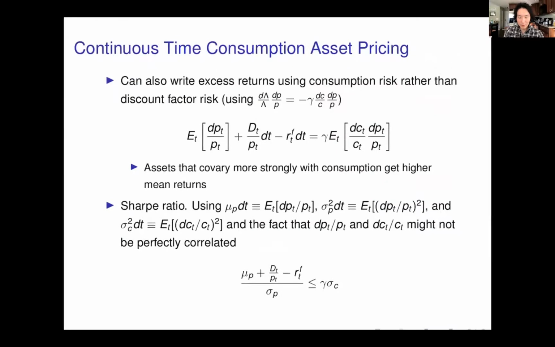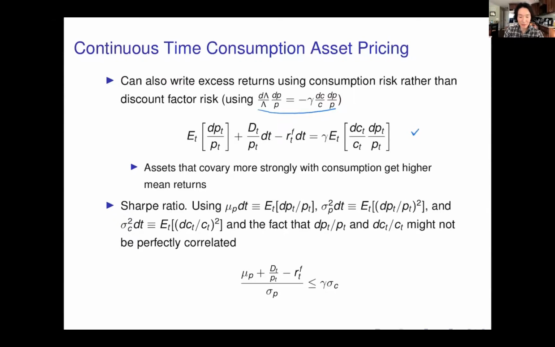Using the definition of the risk-free rate and the consumption-based stochastic discount factor, you can rewrite the continuous time asset pricing equation in the following way. Basically, you're using this property, plugging it into one of the previous equations, and you will obtain this beta pricing model in a continuous time version.